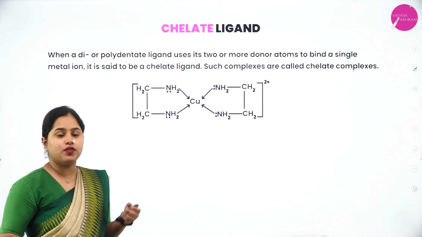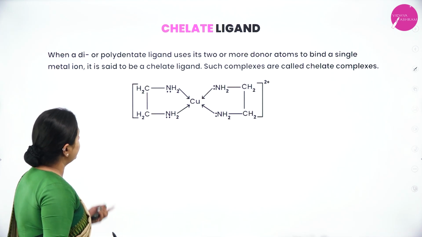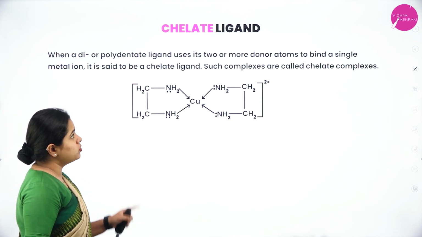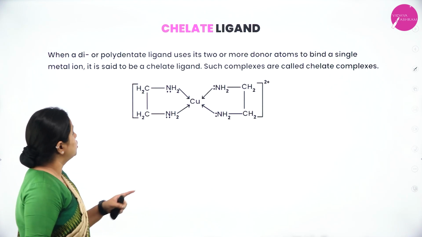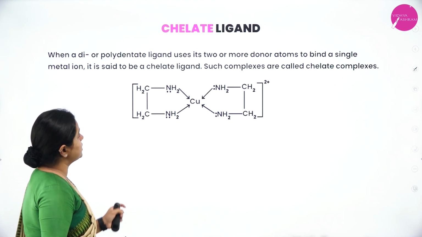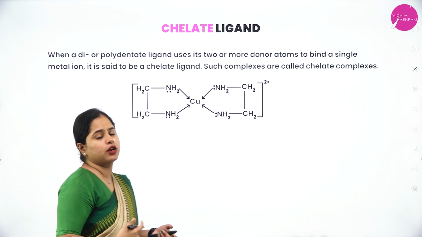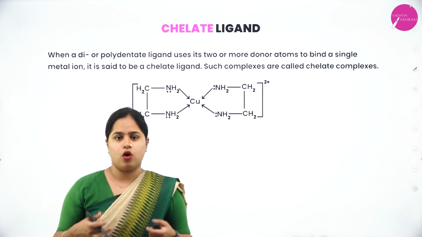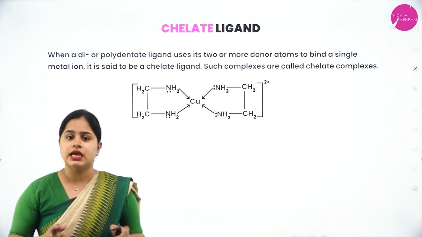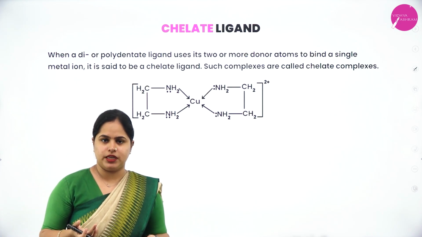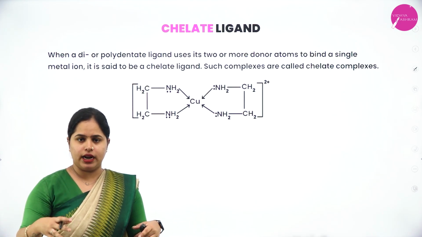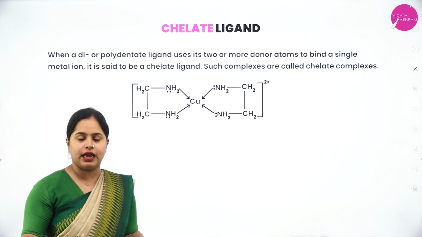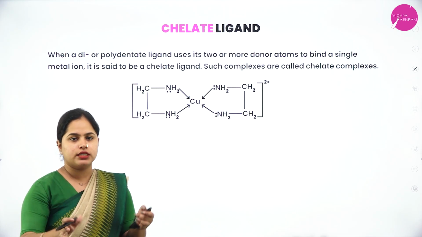Now moving on to the next one, that is chelate ligand. When a di or polydentate ligand uses its 2 or more donor atoms to bind a single metal ion, it is said to be a chelate ligand. Such complexes are called chelate complexes. We have already studied didentate or bidentate or polydentate ligands, in which more than one donor atom will be there. So using all these donor atoms, if it is binding to the central metal atom and forming a complex, it is called a chelate complex.